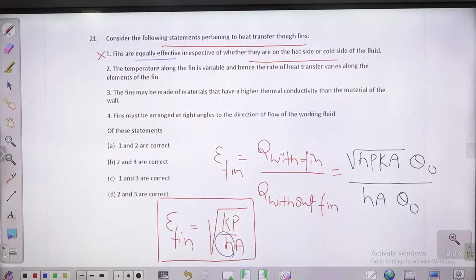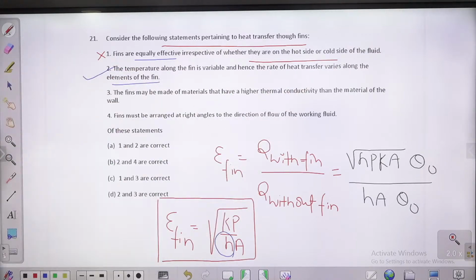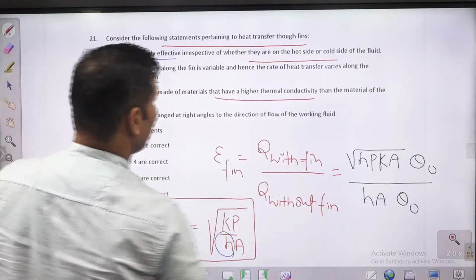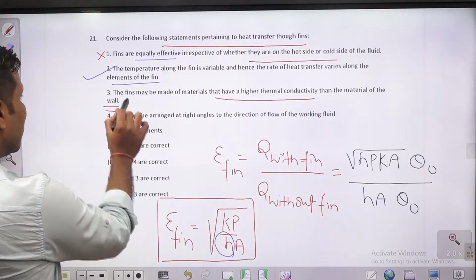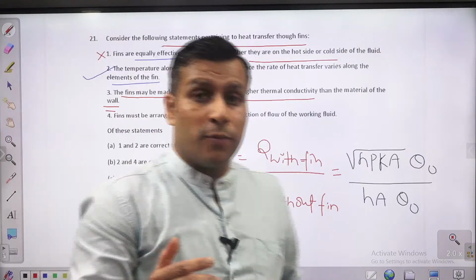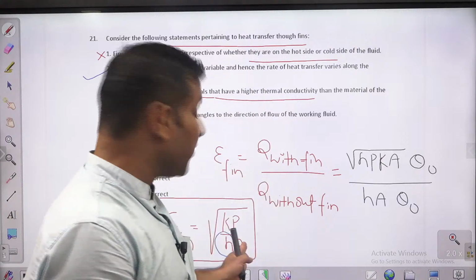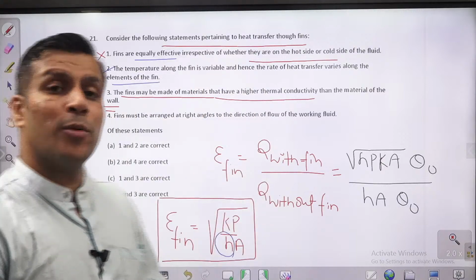Temperature along the fin is variable, and hence the rate of heat transfer varies along the elements of the fin. This is also right. Obviously, along the length of the fin the temperature varies, and due to that heat transfer also varies. Fin may be made up of material having higher thermal conductivity than the base material. This half line is fine guys. We want fin material of higher thermal conductivity, so that more will be the heat transfer, and more will be the effectiveness also, because effectiveness is directly proportional to conductivity.